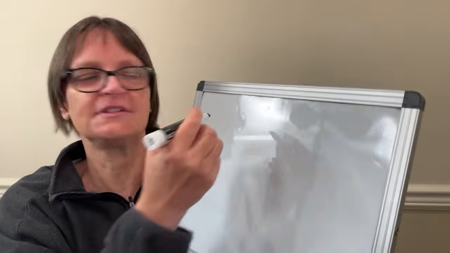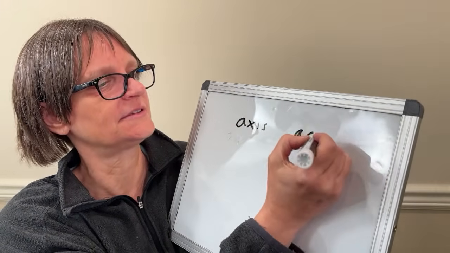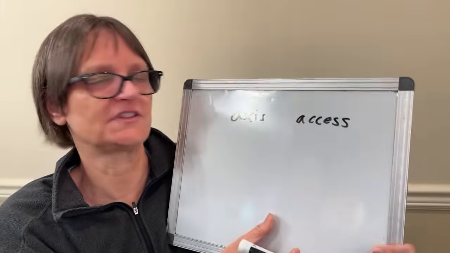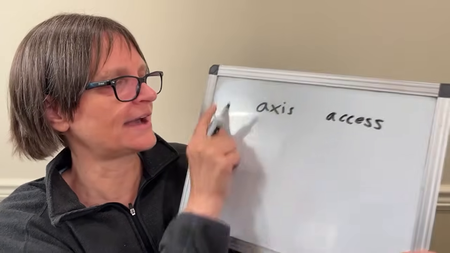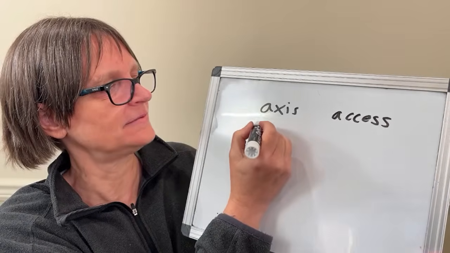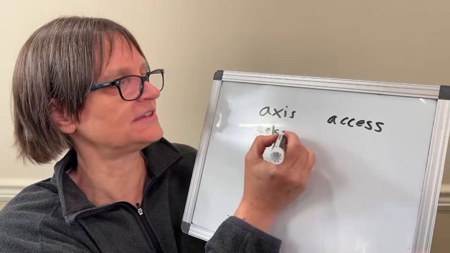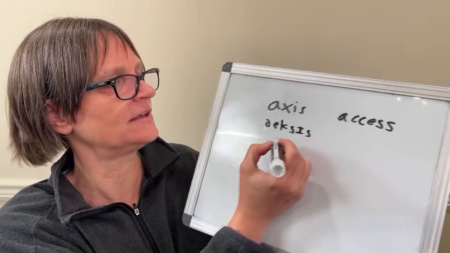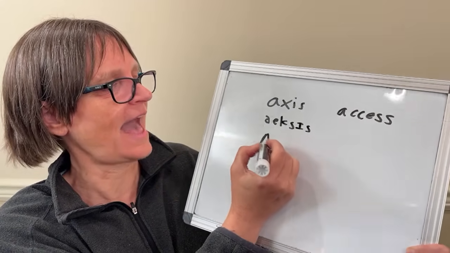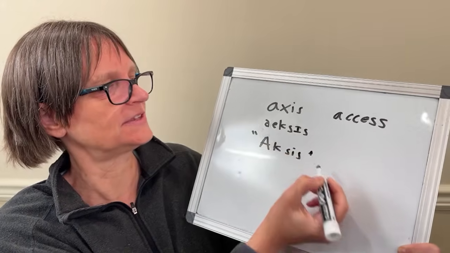Yes. Okay, we have a question about axis and access. So, for example, the two axes or one axis has the a vowel. Letter X says the k and s sounds, and then we have an I sound. So it sounds like axis.